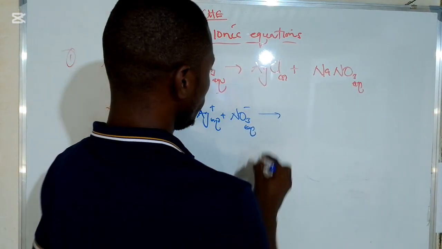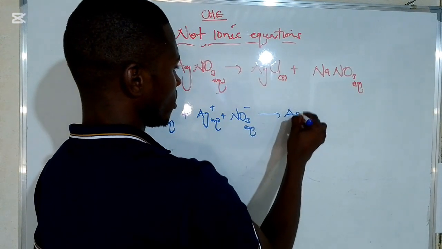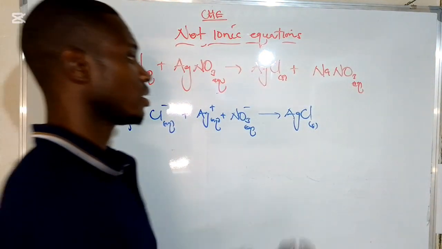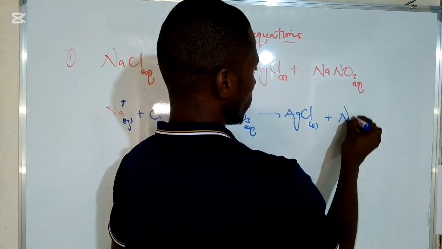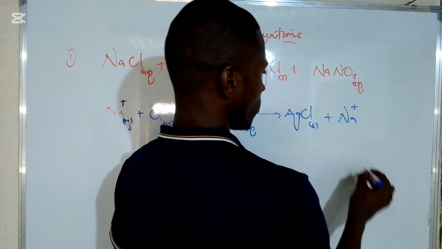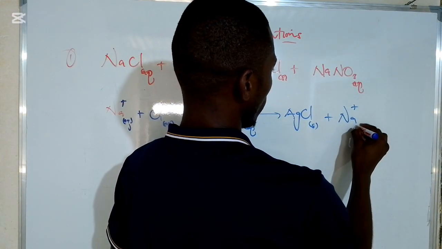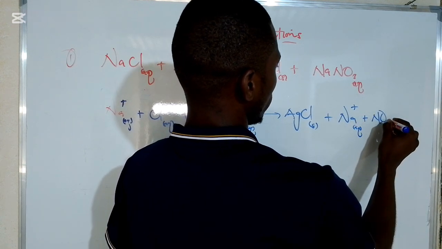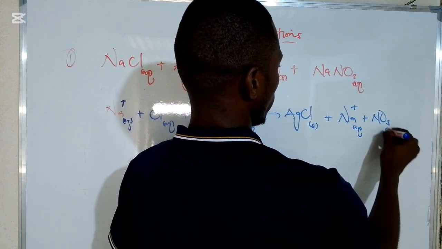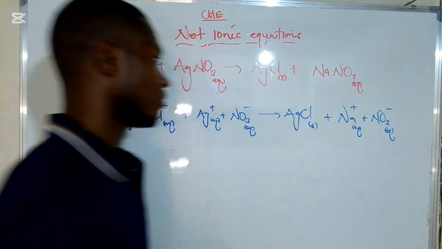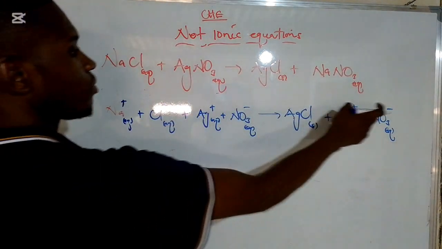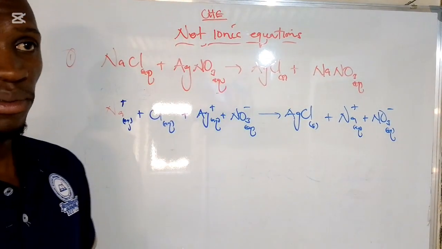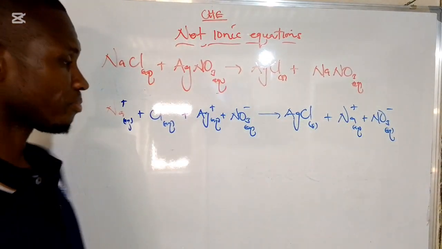Then from here, we'll proceed. So we're going to say silver chloride, solid, because it is solid, we can't split it. Then plus sodium, which is a metal, aqueous, and plus nitrate, which is aqueous. You put a negative. So these charges we are putting, they are showing that you're writing an ionic equation. Don't just split without putting them.